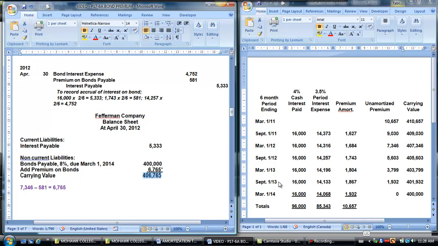And again, it kind of makes sense. It should fall somewhere in between here and here, because our balance sheet date is somewhere in between, right where this arrow is. Our balance sheet is being prepared at a date which is closer to March 1st than it is to September 30th. So we expect it to fall between these two carrying values, but a little closer to this one, and we can see that it does.